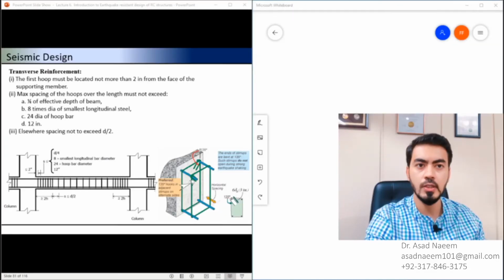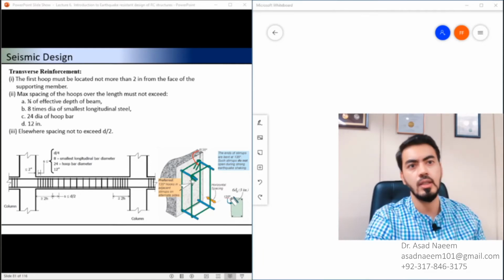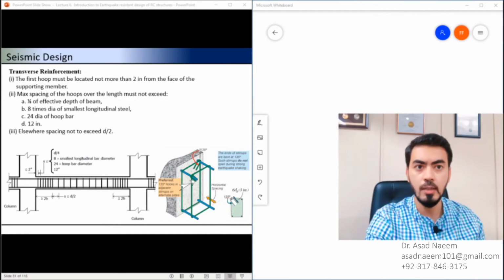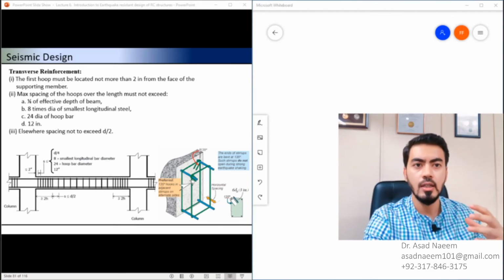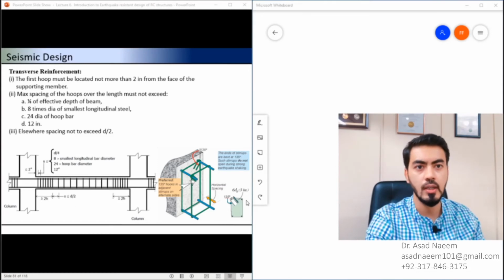Special moment resisting frame and intermediate moment resisting frame, because these are building structure types that we build in the high seismic zone. One of the most important or critical parts is the transverse reinforcement, which you all know as stirrups or hoops in our supporting members. You should make sure that at the site the contractor provides the seismic hook. So here is an example of the seismic hook, as you can see.